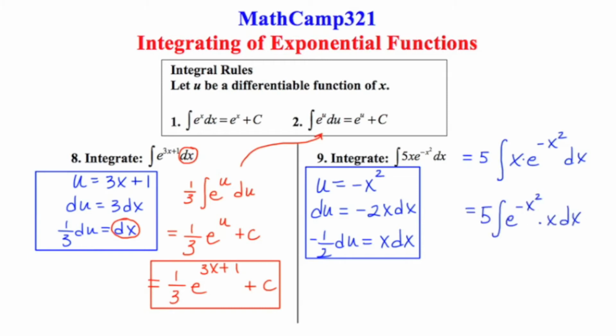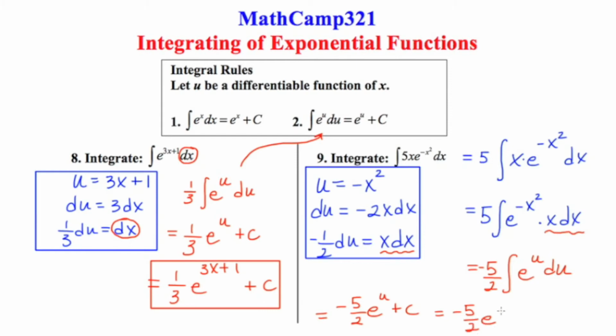At this point, I can take my originally stated problem and rewrite it exclusively in terms of u. Notice how this problem ends with x dx, as does this step in our substitution. So I can replace that with negative 1/2 du. So I'll conclude with du, and then I'll place the negative 1/2 in front, making the front really negative 5/2. So what we end up with is negative 5/2 e to the u plus c. And one final step involving back substituting gets us negative 5/2 e to the negative x squared plus c. Let's go on to the next slide.